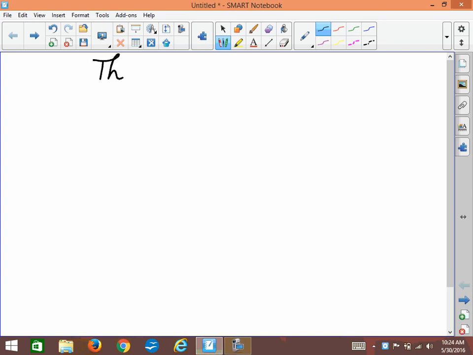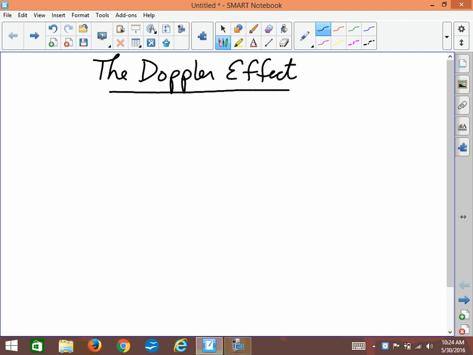The Doppler effect. You probably heard about this. And the Doppler effect works for all kinds of waves. Sound waves, light waves, virtually any wave, I guess. However, we're going to look at it specifically in terms of sound waves. So, what exactly is the Doppler effect?